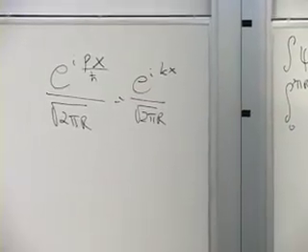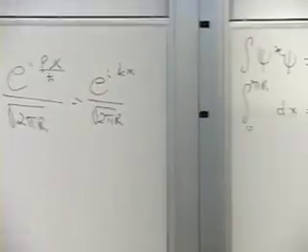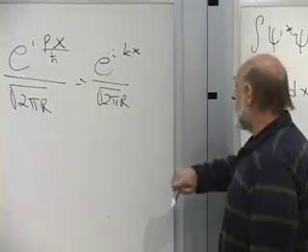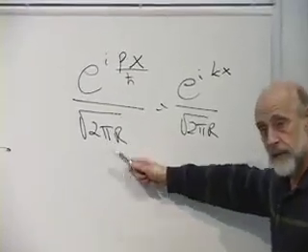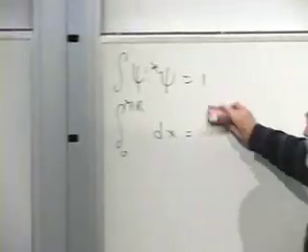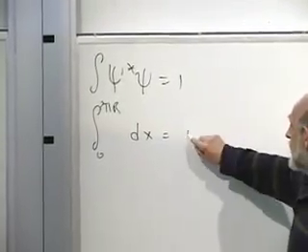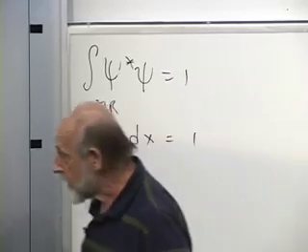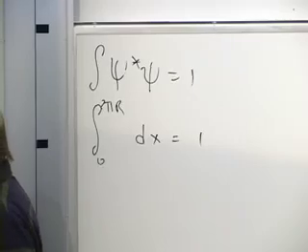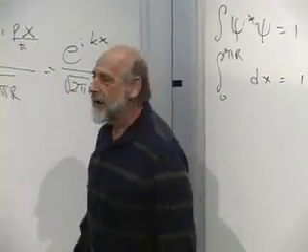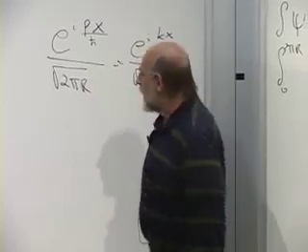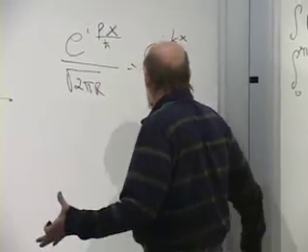Everybody understand why I put the square root there? I put the square root there because when we multiply psi star psi, the square root will be squared, and the integral will be 1. I only mention this because you're going to see 2 pi's all over the place. This is where they come from. They're not very interesting, but that is where they come from.